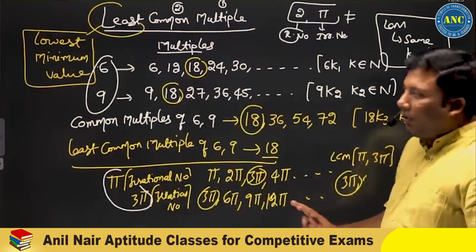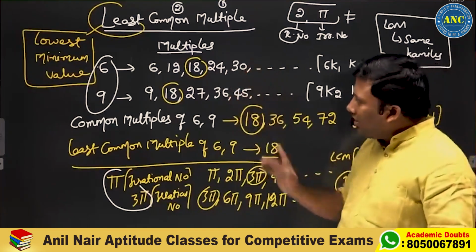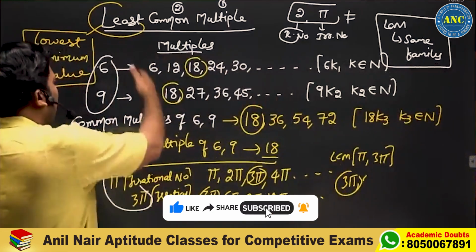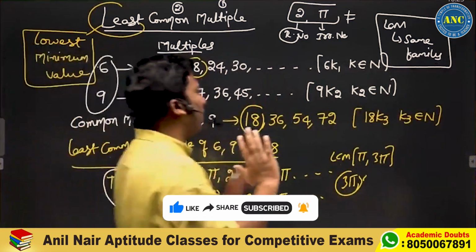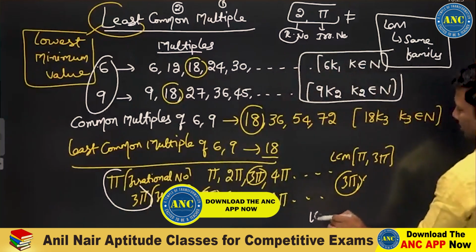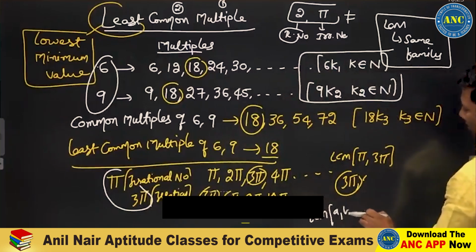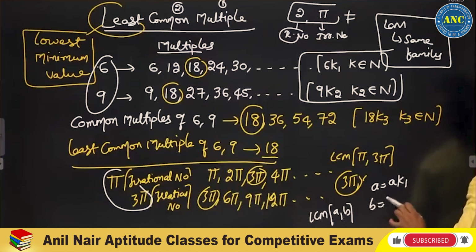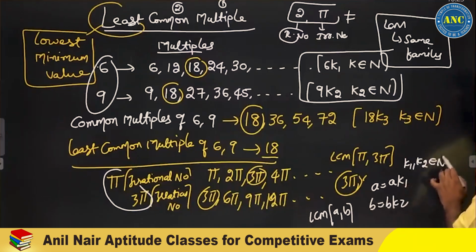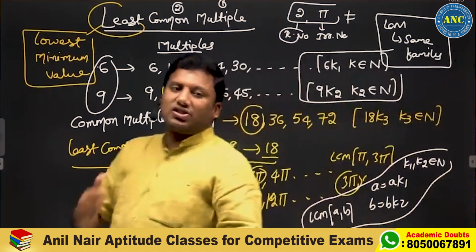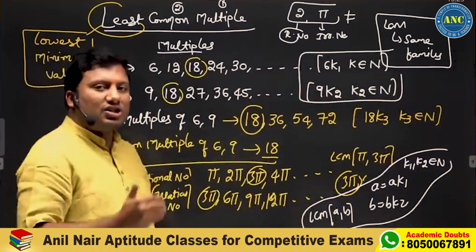Another important key point: least common multiple. This is the generic definition of LCM. Here 2 numbers are there. Some important key points which you need to notice. If you are doing LCM of A comma B belonging to the same family, A should be A times K1, B should be B times K2, where K1 and K2 are natural numbers. I hope you got the idea. I will stress more on the fundamental concept.